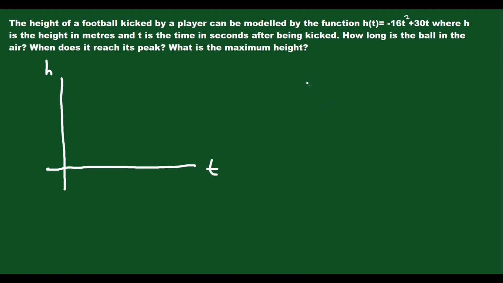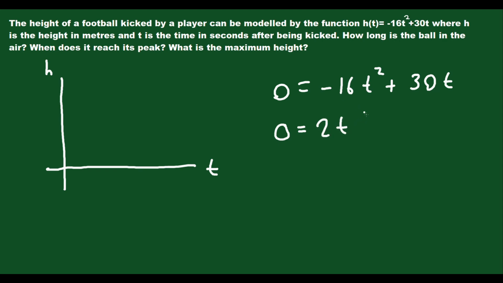And if you figure out what the roots of this function are, or in other words, the t-intercepts, which we can go ahead and do right now, you just set h to 0. So 0 equals -16t² + 30t. You can just factor this to find the roots. You can factor out a 2t, common factoring, and you'll be left with -8t + 15.